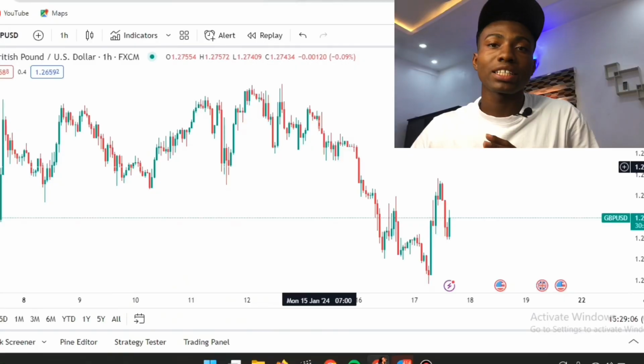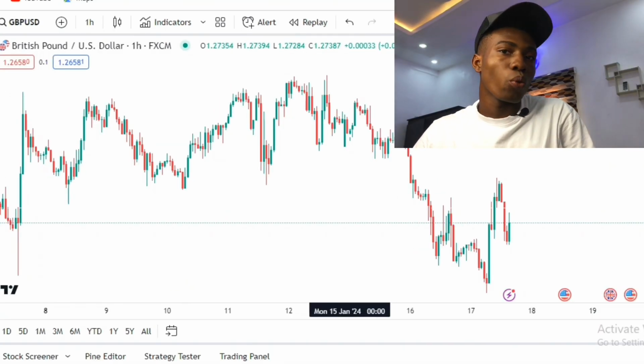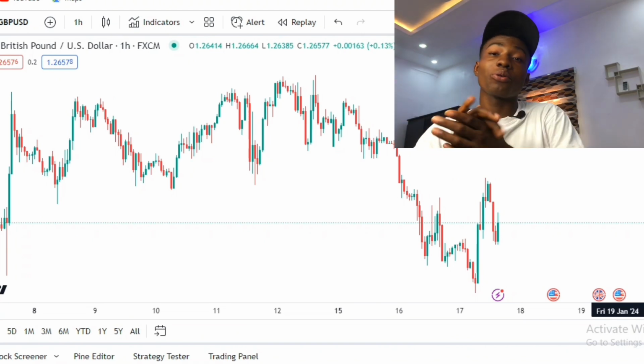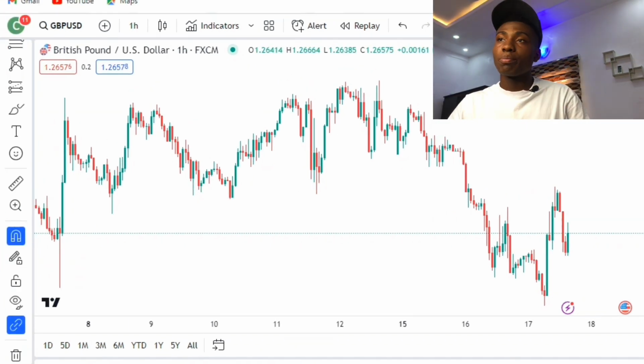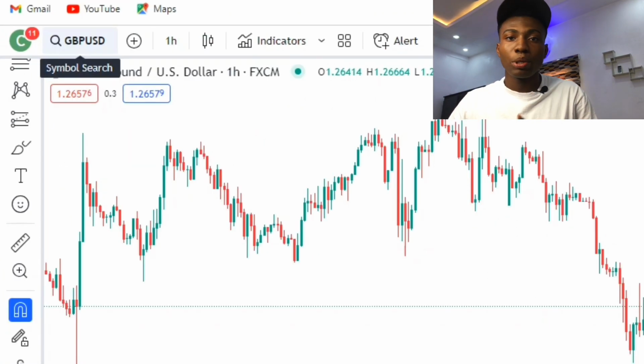Now right here, I'm going to be explaining the charts. This is much easier than it looks, so I'm going to go ahead and explain everything for you. If you check the pair I'm on right now, I'm on GBP USD.